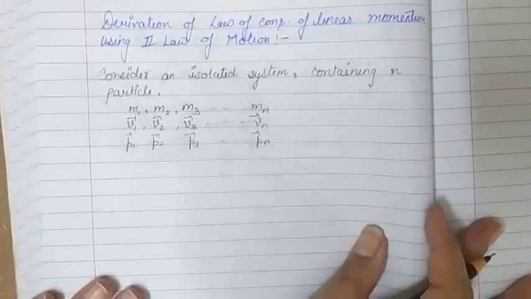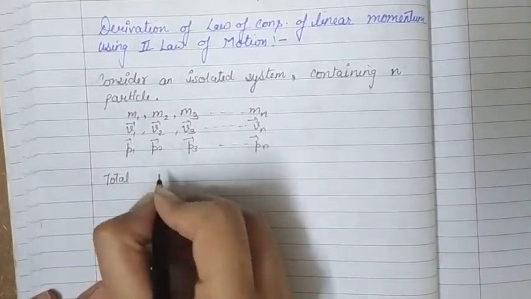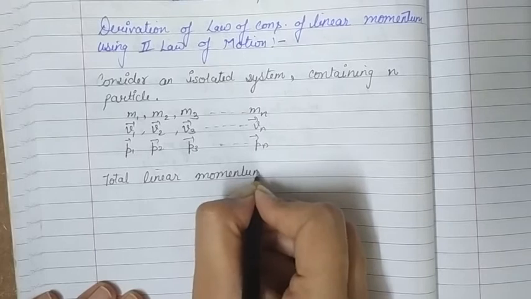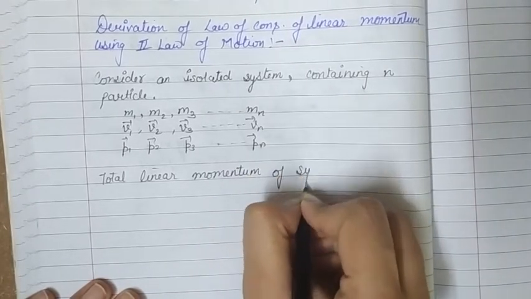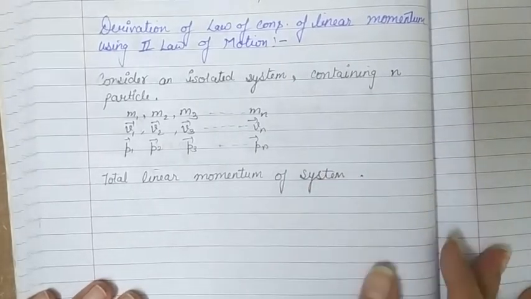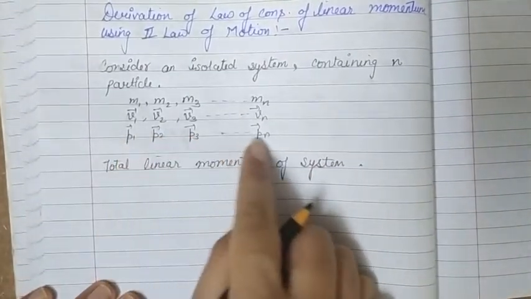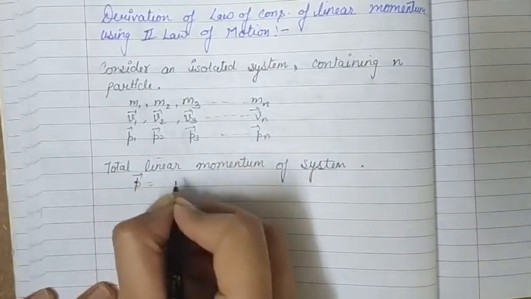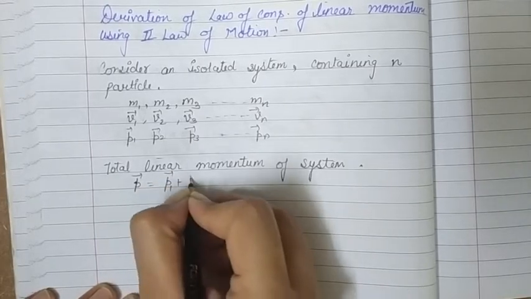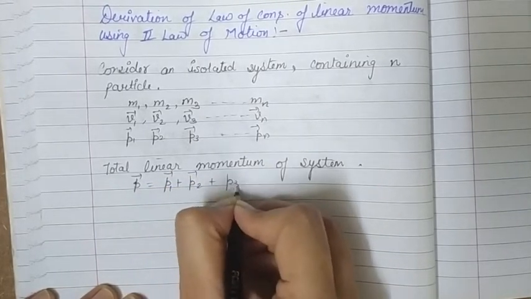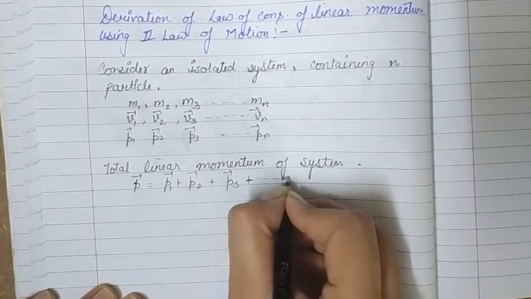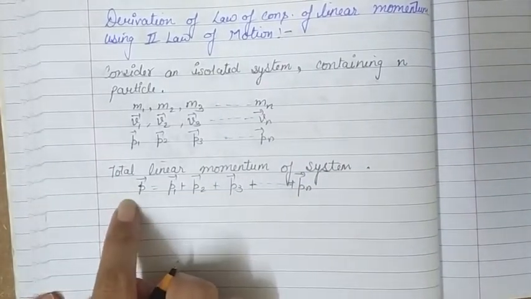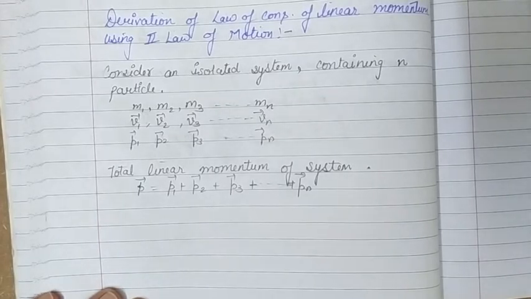So if we talk about the total linear momentum of the system, this will be equal to the vector sum of these individual momenta. We can write the total linear momentum of the system, p vector, as the vector sum of p1 vector, p2 vector, p3 vector up to pn vector, the individual momenta of every particle.